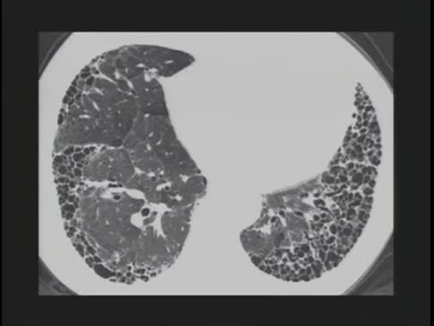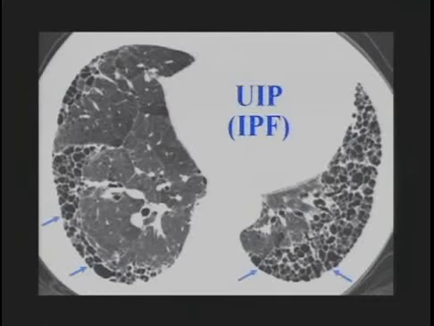Another example of honeycombing on high-res CT, again, we're seeing black holes. These look to be a little less than a centimeter in diameter. They're occurring in clusters and layers. They have thick, recognizable walls. This is a very good, definite example of honeycombing in a patient with UIP-IPF.